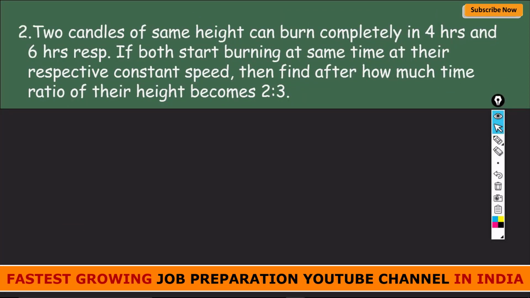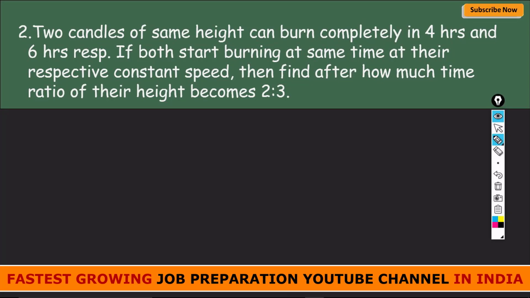Two candles of the same height can burn completely in 4 hours and 6 hours respectively. If both start burning at the same time at their respective constant speeds, then find after how much time the ratio of their heights becomes 2:3. So this is a problem where the two candles' burning times are given, and the speed. They are telling that if both start burning at the same time at a constant speed, then after how much time the ratio will become 2:3.